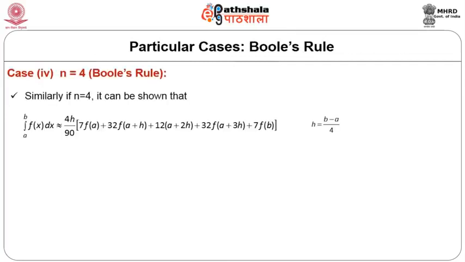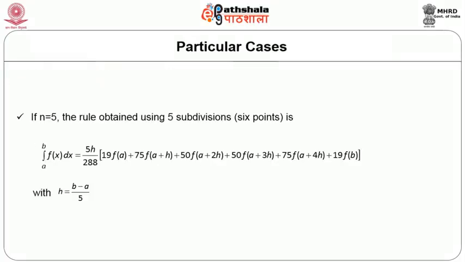Similarly, one can fit a biquadratic polynomial, n equal to 4. We will not derive the coefficients here, but they can be derived on similar lines, and the formula obtained is integral a to b f(x) dx approximately 4h by 90 in the bracket 7 times f(a) plus 32 into f(a plus h) plus 12 into f(a plus 2h) plus 32 into f(a plus 3h) plus 7 into f(b), where h is (b minus a) by 4, and this formula is called Boole's rule.